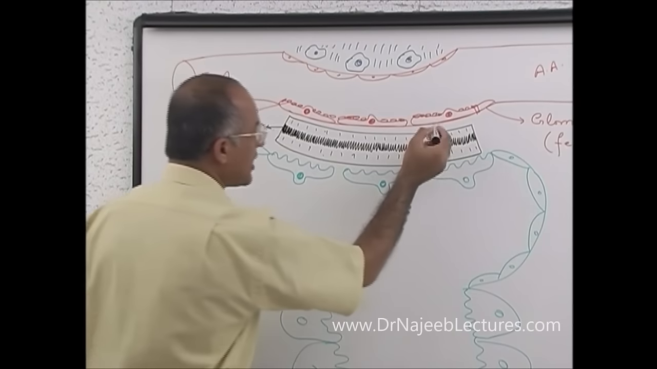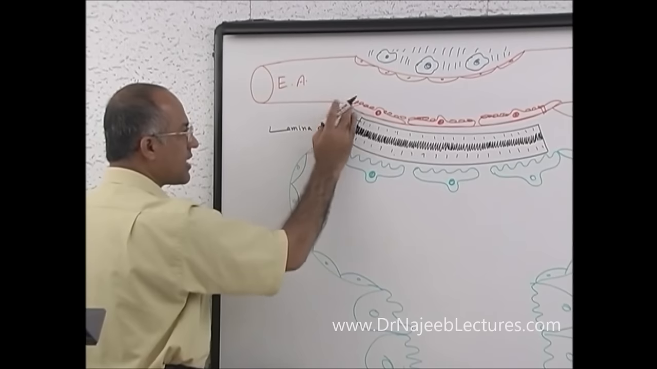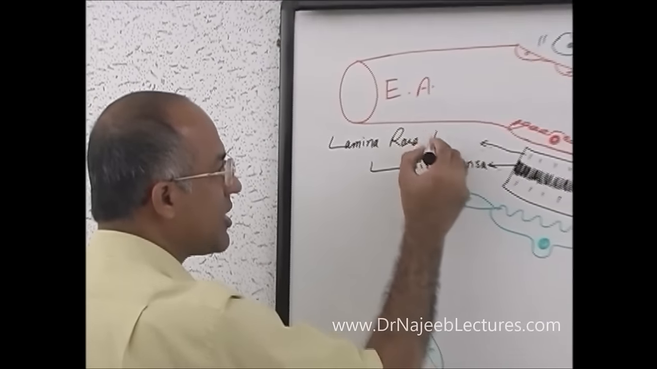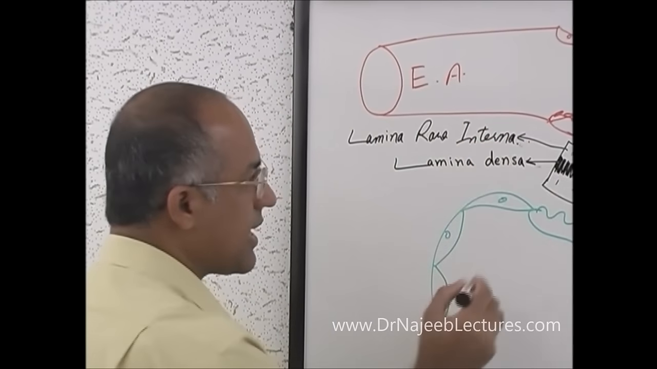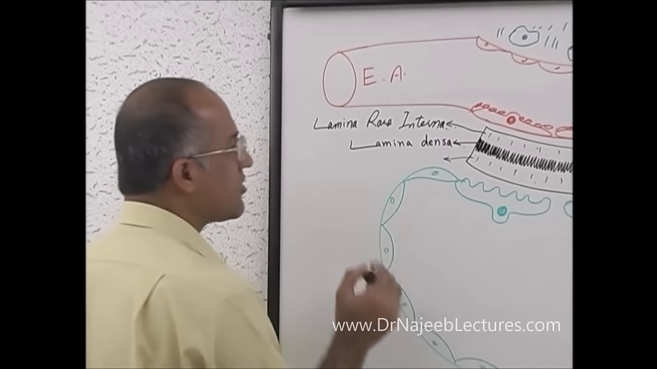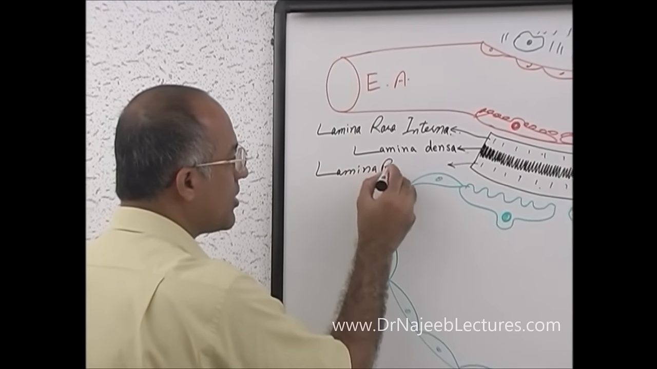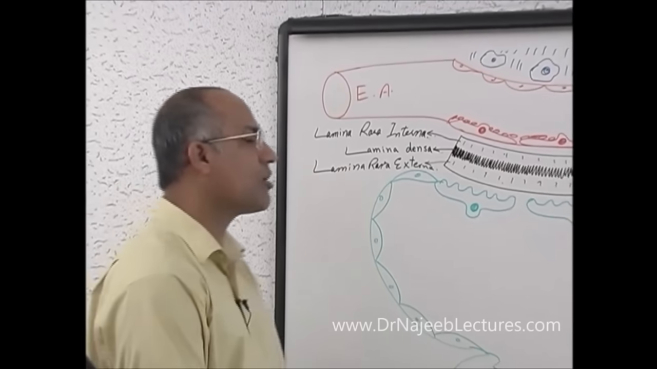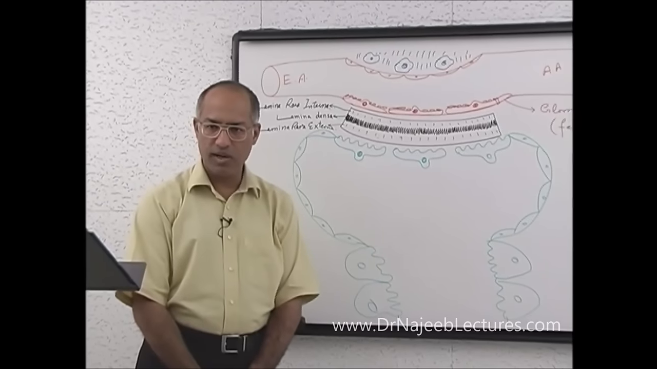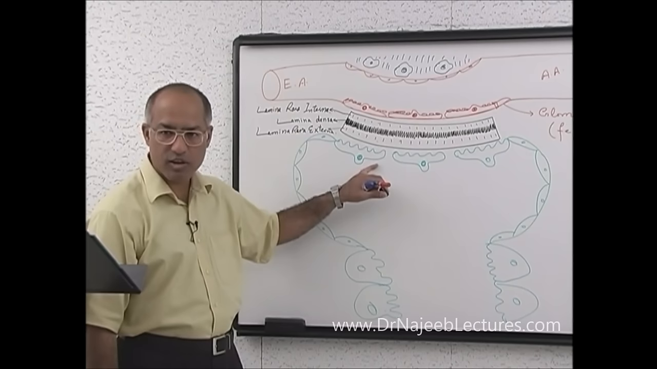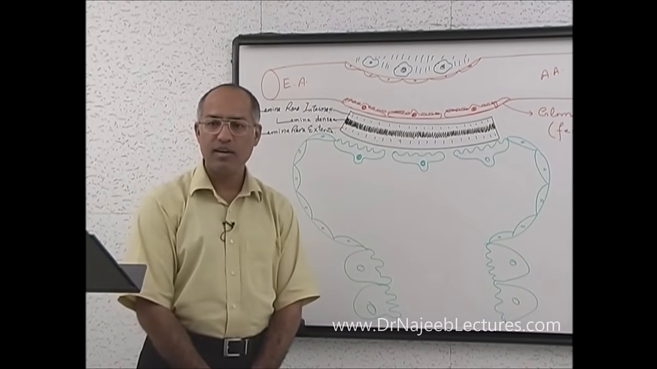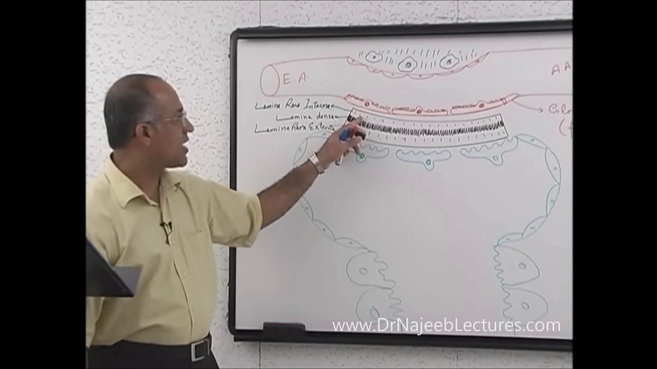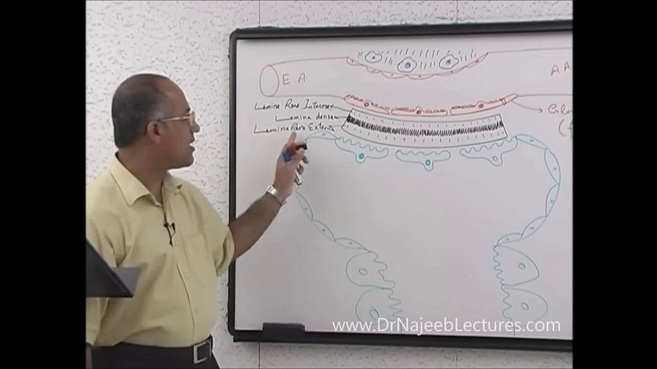And this lamina rara which is towards the capillary is called lamina rara interna. And this lamina rara which is towards the Bowman capsule or epithelial cells is called lamina rara externa. So what we can say is, under the electron microscope, the glomerular basement membrane, which has endothelial cells on one side and epithelial cells on the other side, has centrally the lamina densa. On the endothelial side, it has lamina rara interna, and on the epithelial side, it has lamina rara externa.